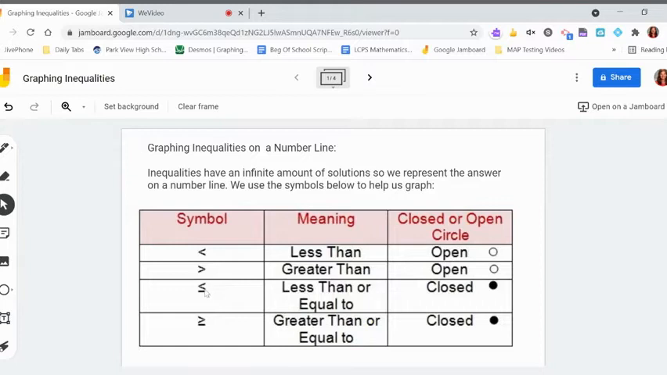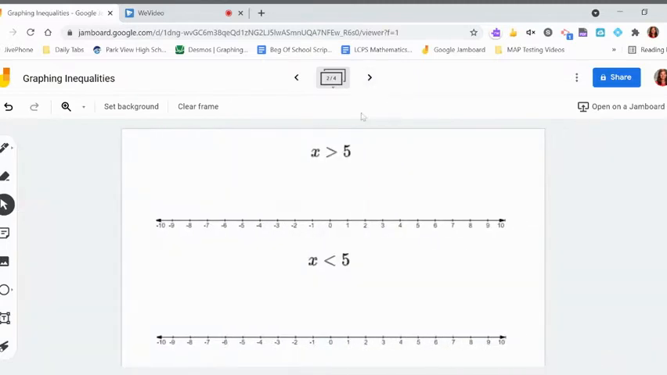If you see less than or equal to or greater than or equal to, that's where you're going to put your closed circle, because it is actually equal to that number. Okay? It includes whatever number you see there. This does not include that number, so we have an open circle. These two will include it, so we have a closed circle. Let's take a look at an example.